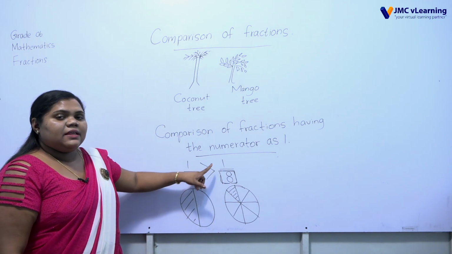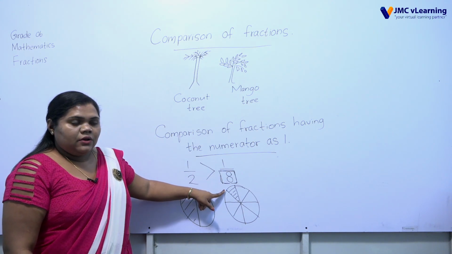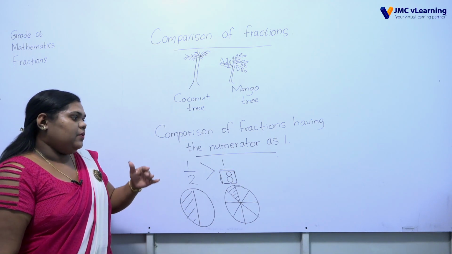1 out of 2 is greater than 1 out of 8. Are you clear, children? Okay. Do I want to do another example? Okay.